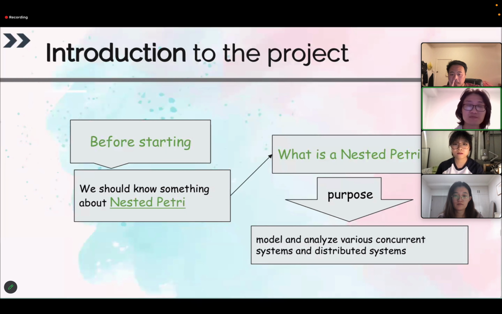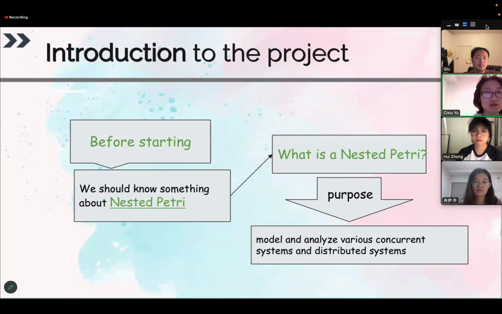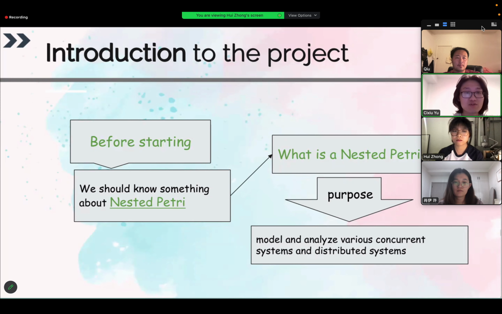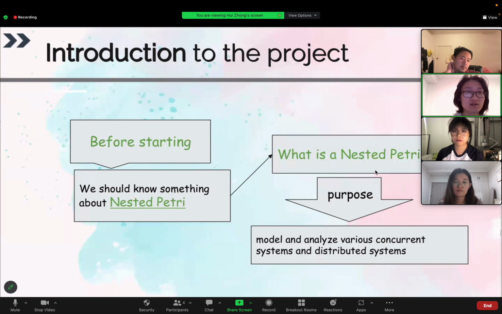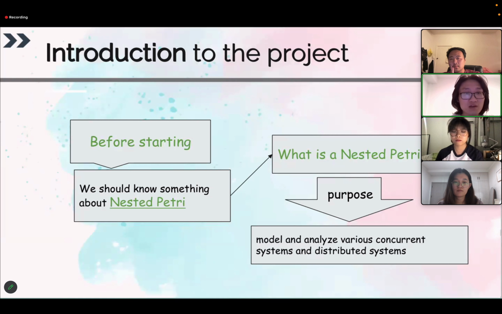The progress includes three main goals. First of all, what's a nested Petri net? A Petri net is a graphical tool used for modeling and analyzing systems. It consists of places, transitions, and arcs, and can represent complex behaviors such as concurrent processes and resource sharing.